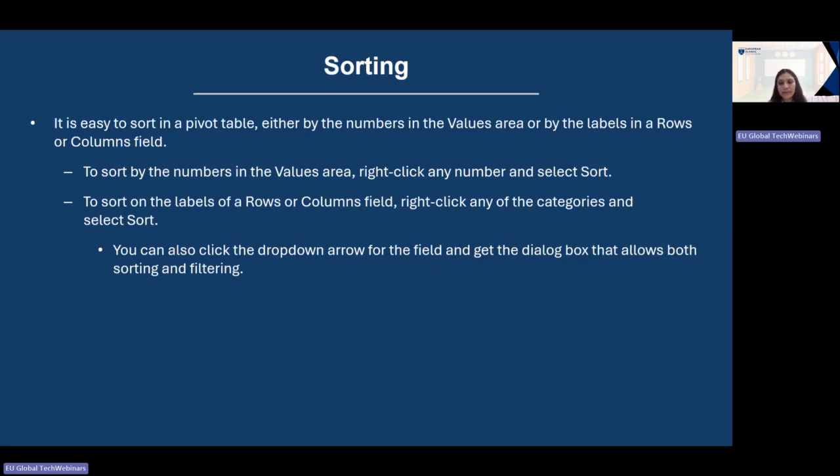So if we have the numbers, the metric field in the value area, which we want to sort in increasing or decreasing order, we have to select any particular value and right click on it. Many options will appear, of which we have to select sort. And then we can sort the labels of the row or column field, right? In the same way, by clicking on a particular cell, right clicking on it, and selecting the sort option, whether ascending or descending.